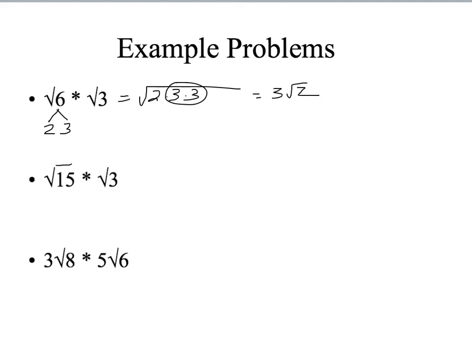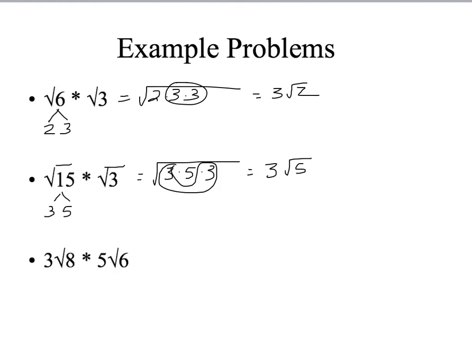Here we're multiplying square root of 15 times the square root of 3. We recognize that 15 is really 3 times 5. So when we multiply these together, we'll have 3 times 5 times another 3, which gives us a pair of 3's we can pull out. So 3 square root of 5.